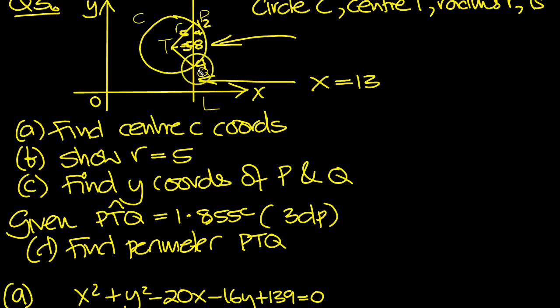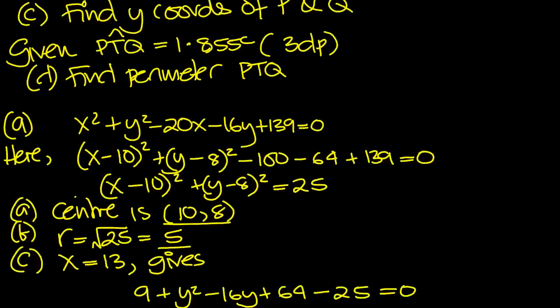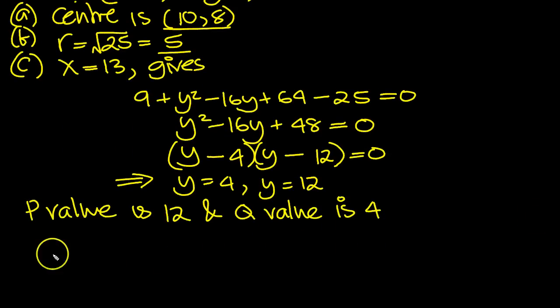Perimeter PTQ. So that was 5, that was 8. So this distance was 4, as we said, halfway. 4, 5, 3. So all we need to do is add up 5, 5, and 8. I don't know why we need this angle here. Seems rather strange. So answer then for part D.